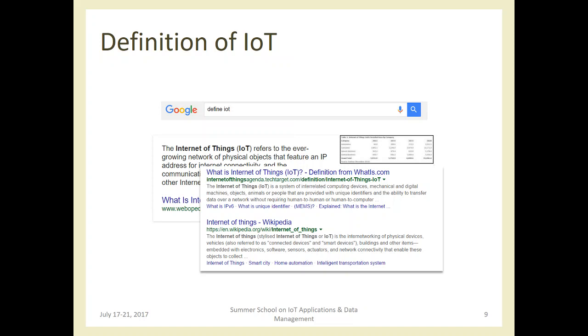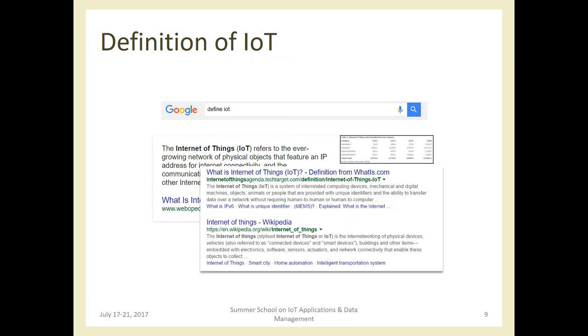And that are provided with unique identifiers and the ability to transfer data over a network without requiring human to human or human to computer interaction. So these devices can exchange data over some network. Or the Wikipedia definition is the internetworking of physical devices, vehicles, cars, trains, buses, a very important domain.